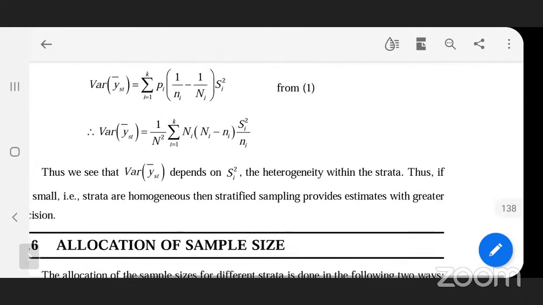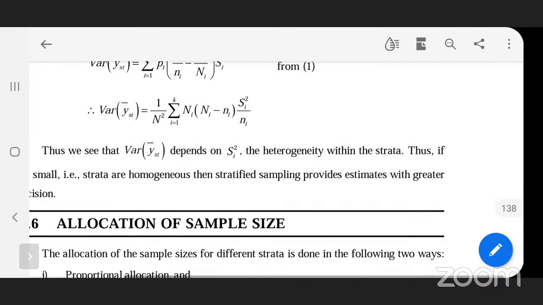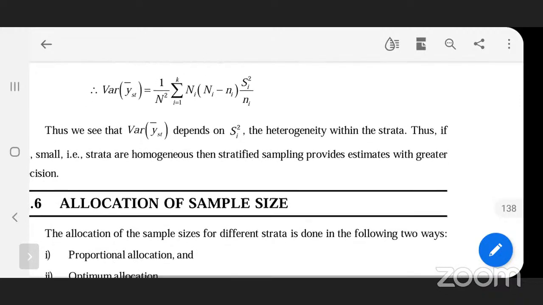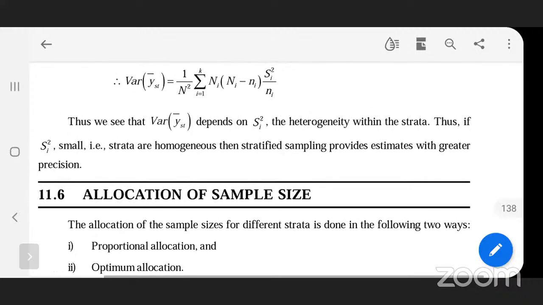Variance of ȳst equal to 1 by N square into summation Ni into Ni minus ni into Si square by ni. So the variance of ȳst depends on the Si square, the heterogeneity within the strata, and it also depends on the sample sizes. If the strata are homogeneous, then stratified sampling provides estimates with a greater degree of precision.